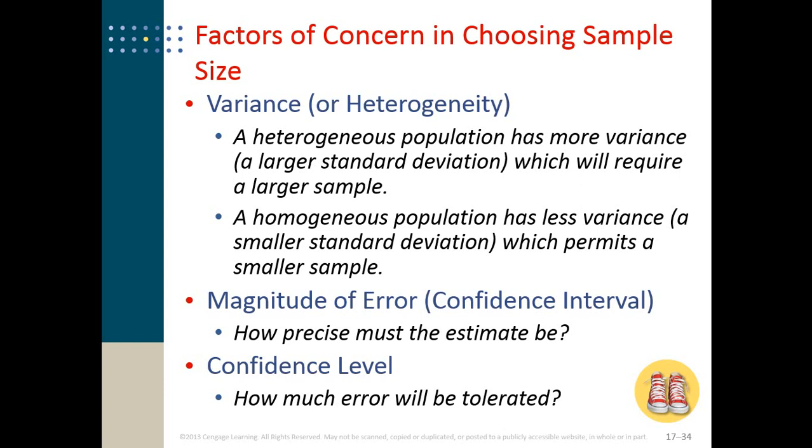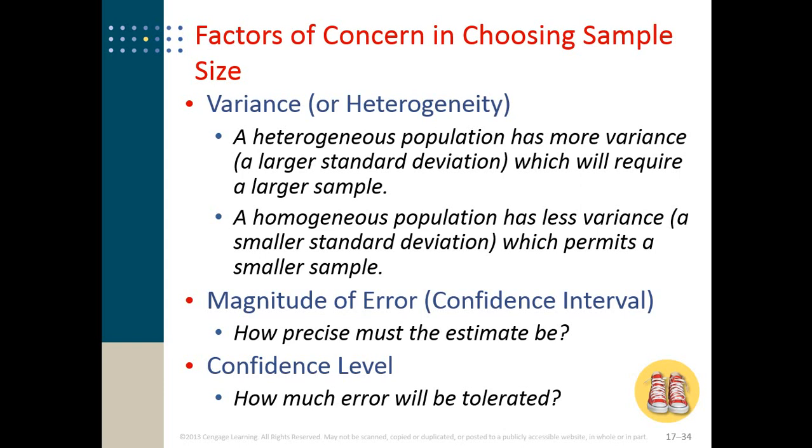The second one is magnitude of error, or confidence interval. That means how precise you want to be. If a researcher wants to be more precise in terms of results, then the sample size has to be larger. And if a researcher is not very much concerned about the preciseness of the result, or may take some more degree of error, then the sample size can be smaller.